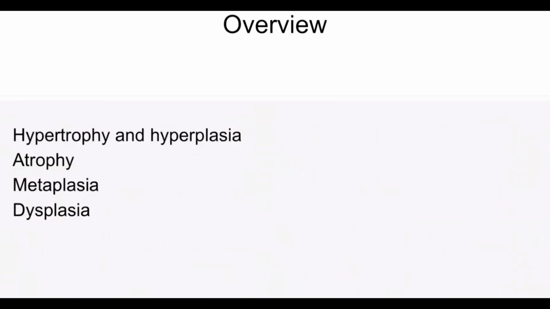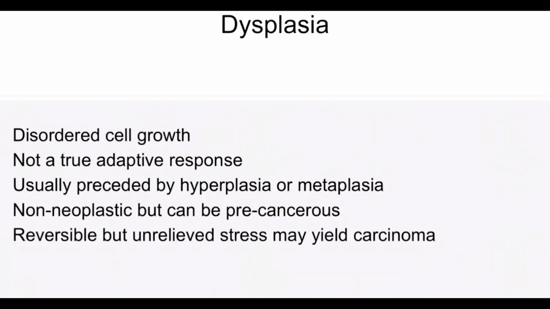All right, let's finish up by discussing dysplasia. In simple terms, dysplasia refers to disordered cell growth. Unlike the other growth adaptations I talked about in this presentation, dysplasia is not a true adaptive response. Dysplasia is usually preceded by long-standing pathologic hyperplasia or metaplasia. One thing to keep in mind is that dysplasia is non-neoplastic, but it can be precancerous.